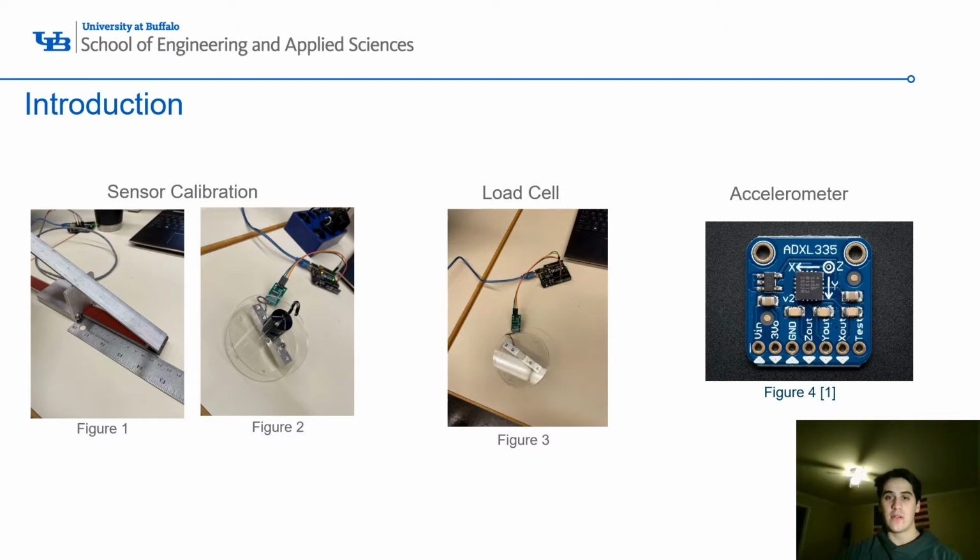A load cell converts the load into electrical signals, which the amplifier performs a 24-bit conversion on. The accelerometer measures the acceleration in the x direction by producing a voltage proportional to the acceleration, as well as the acceleration component of gravity.